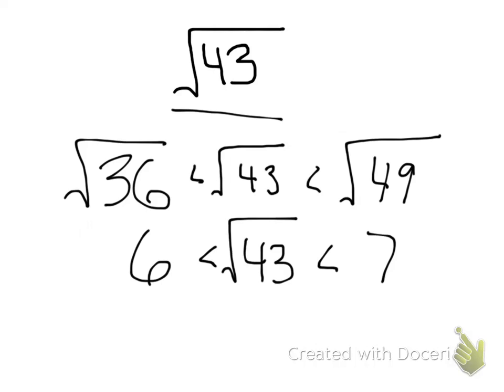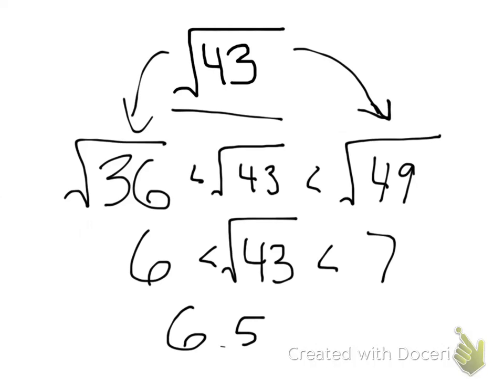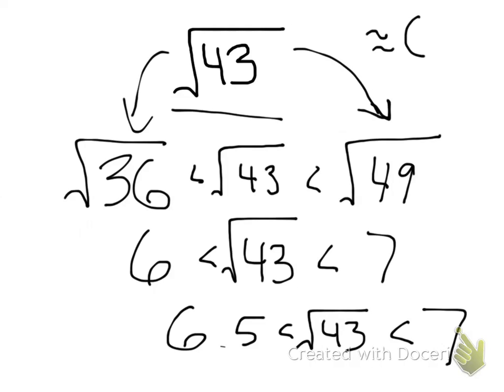Now, since 43 is closer to 49 than 36, the square root of 43 will be greater than 6.5, but less than 7. And if we check with the calculator, the square root of 43 is approximately 6.56. So again, our estimate was correct.